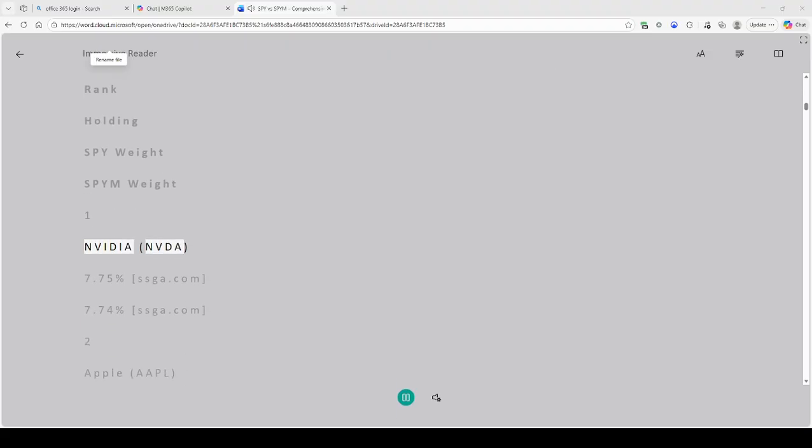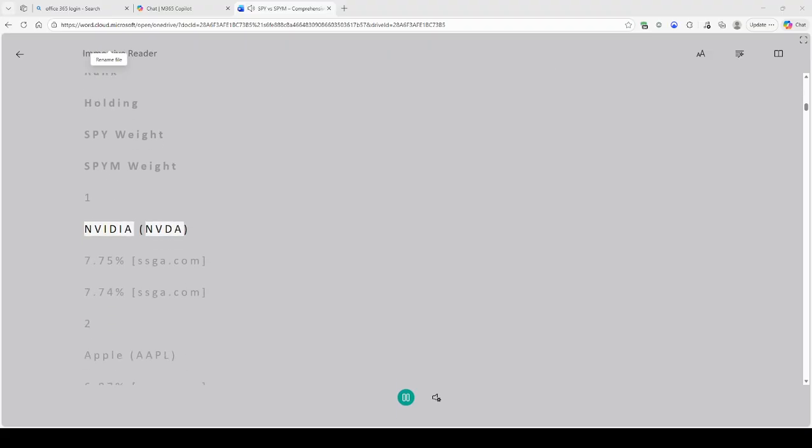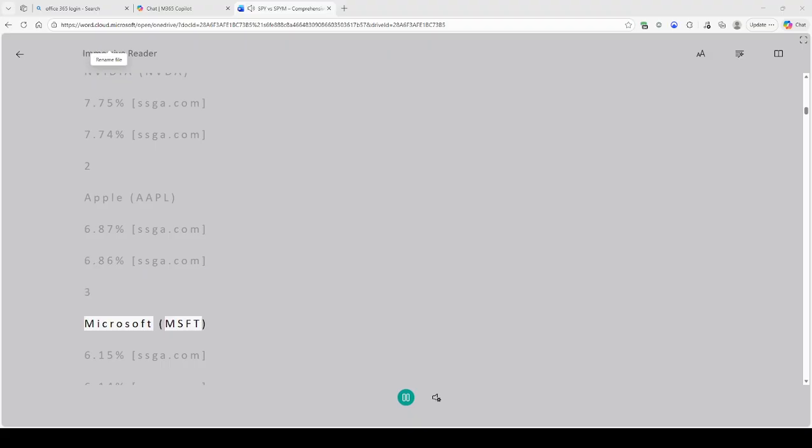1. NVIDIA, NVDA. 7.75%, 7.74%. 2. Apple, AAPL. 6.87%, 6.86%. 3. Microsoft, MSFT. 6.15%, 6.14%.